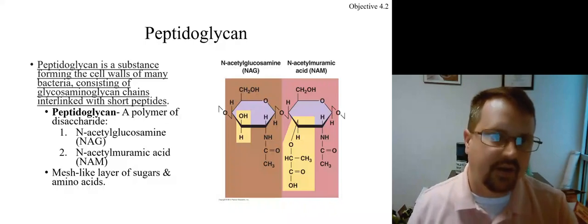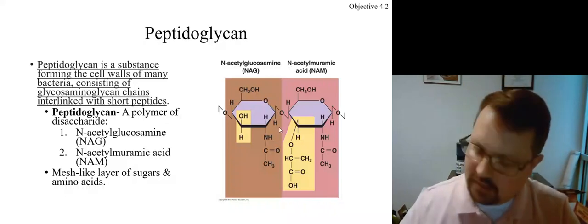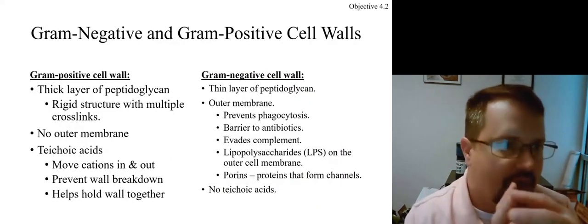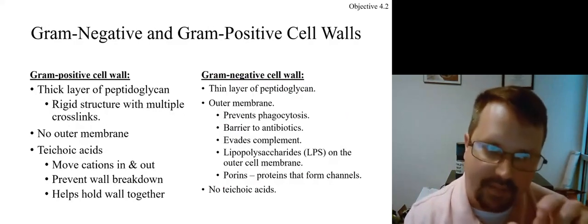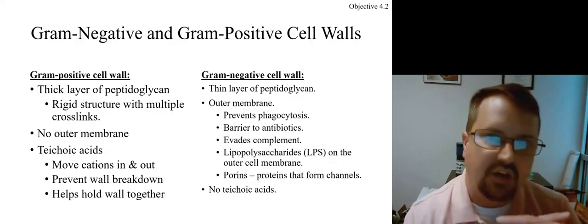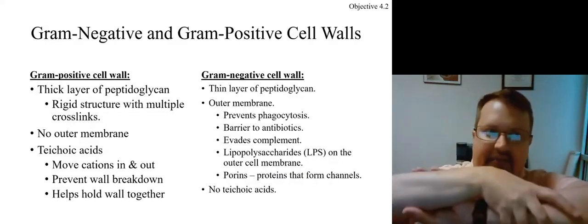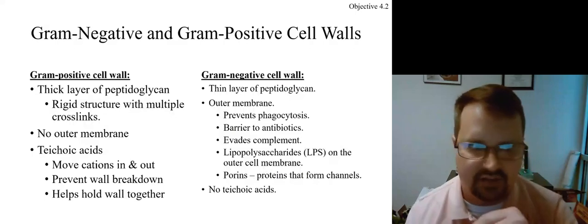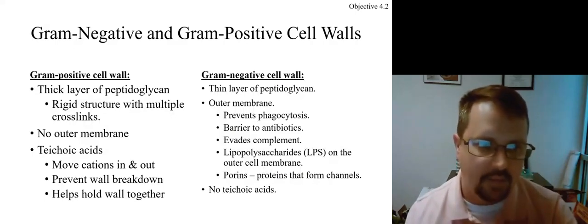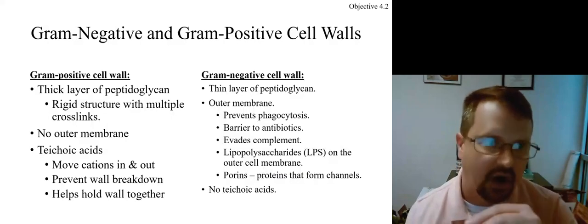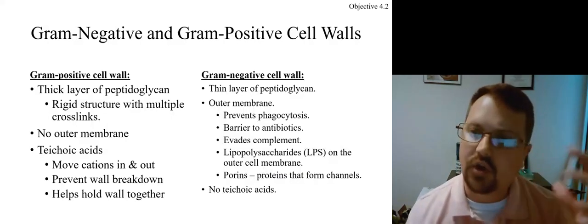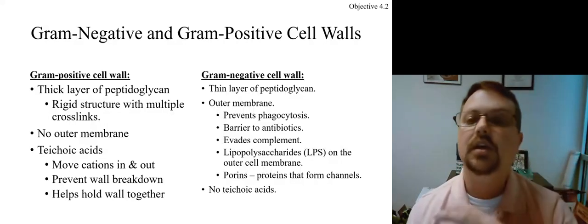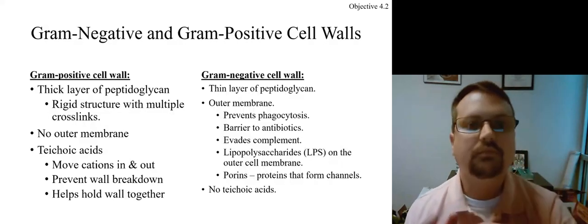Alright, now, just as a reminder, the Gram stain is going to tell me about the peptidoglycan. Gram positives have plenty of peptidoglycan, and it is heavily cross-linked. There's no outer membrane, and there are teichoic acids that help move cations in and out, prevent wall breakdown, and help hold the wall together. So gram positives are really good, resistant, and tough. As I said, they are the paladins of the bacteria.